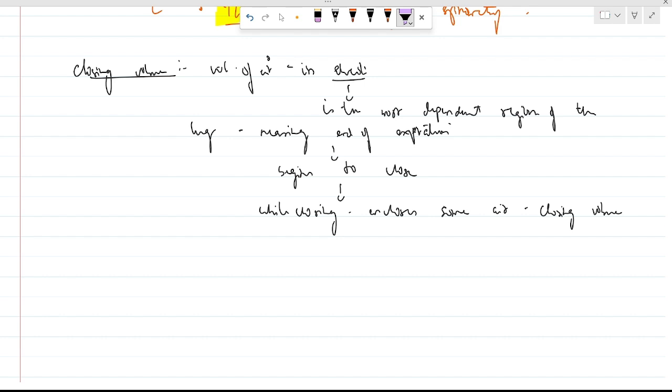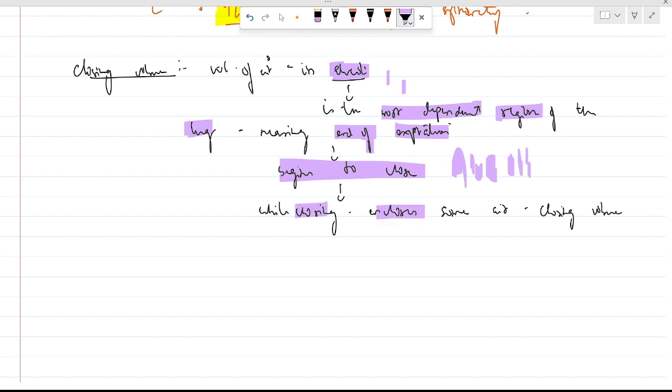What is closing volume? It is the volume of air in the alveoli, the most dependent region of the lung. Remember, the alveoli are the most dependent region of the lung. Nearing the end of expiration, they begin to close, and while closing they enclose some air. This special term is given as closing volume.